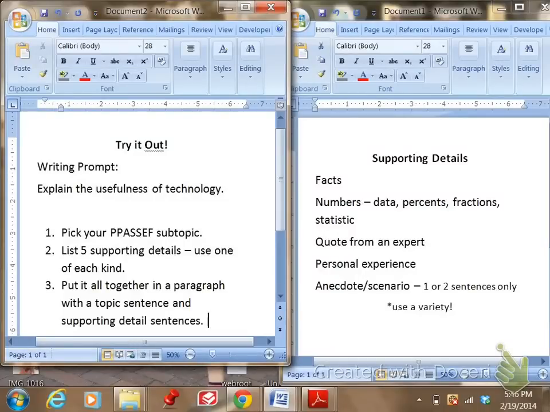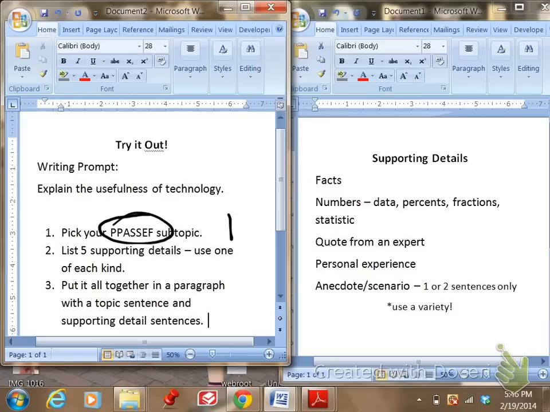Okay, so now I'm going to let you put it all together and try it out. All right, so here's your writing prompt, and that is to explain the usefulness of technology. So with what we've talked about, I want you to pick a PASSF subtopic to use, just one, okay? Just one PASSF subtopic. So any of those is fine.